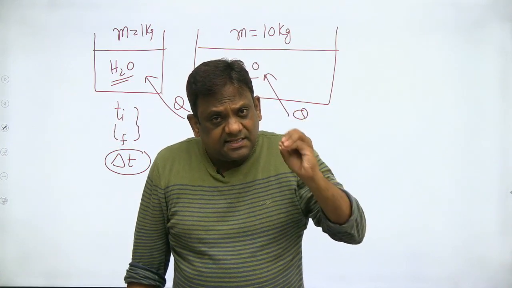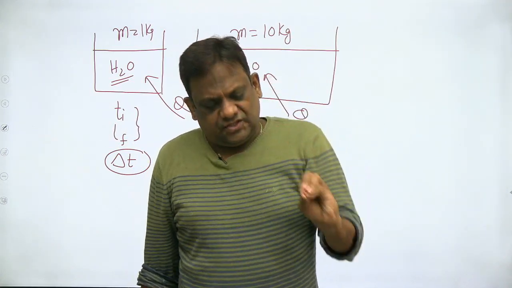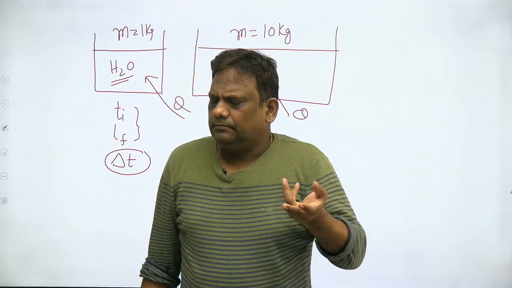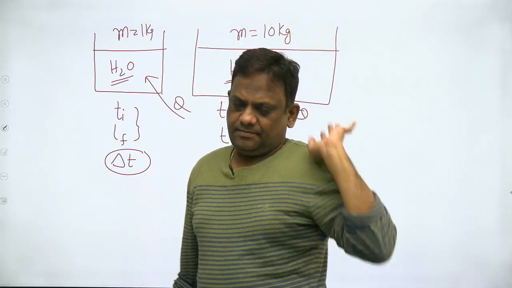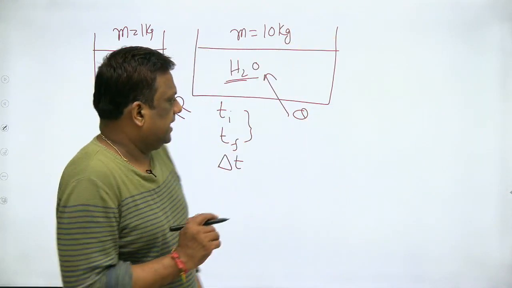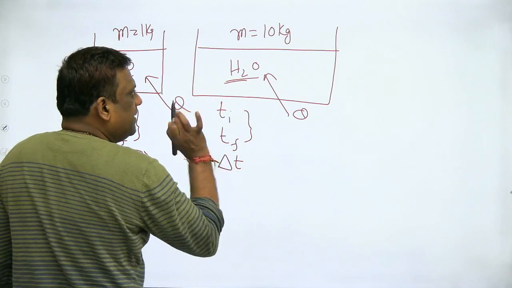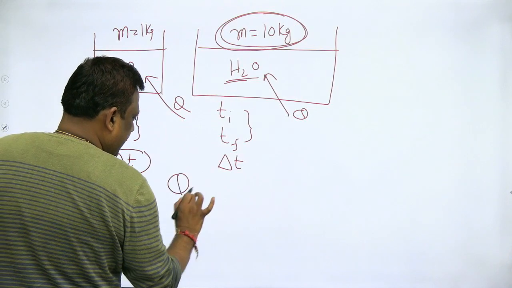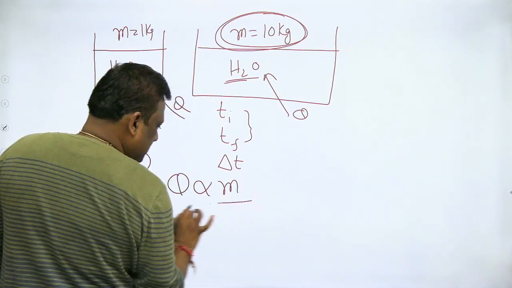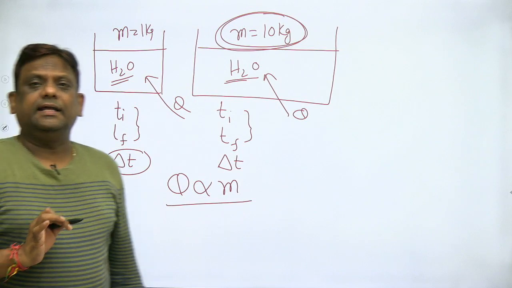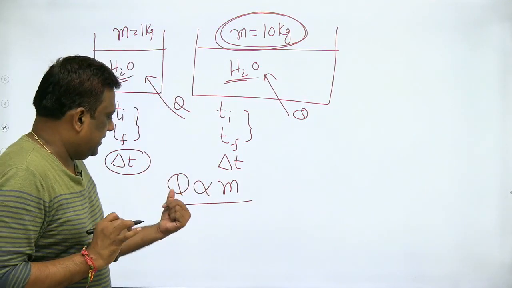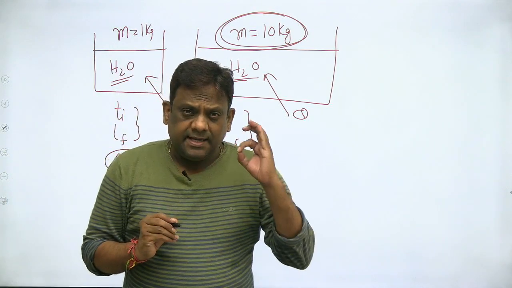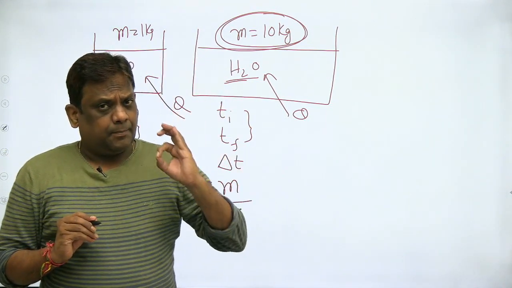The system where you have more mass, you have to supply more heat. So now I will say, in which case is the heat transfer more? This case. So heat transfer is directly proportional to mass. I repeat, my dear students, heat transfer is directly proportional to mass.